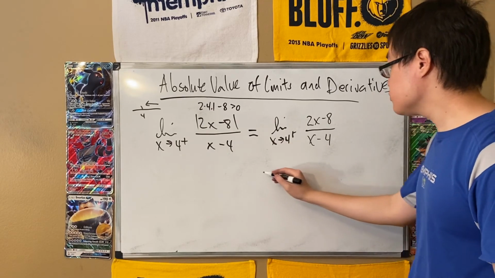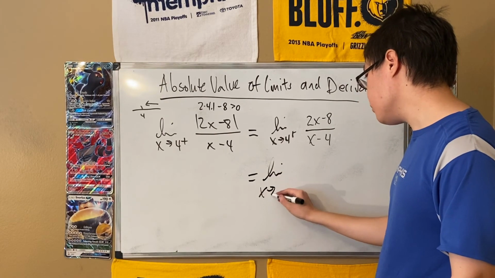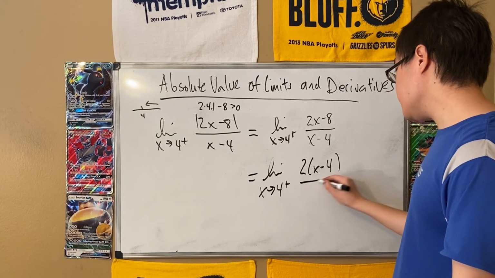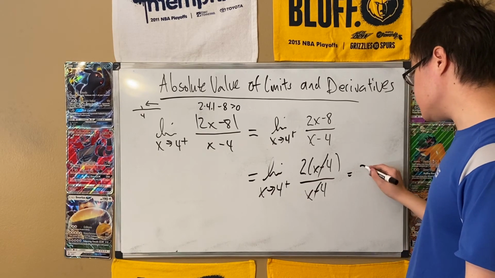Another way is to recognize, well, I can factor out a 2. Limit as x goes to 4 plus, and we're going to factor out a 2. And notice that I can just cancel out these x minus 4s quite nicely. Boom, boom. And then the answer is 2.